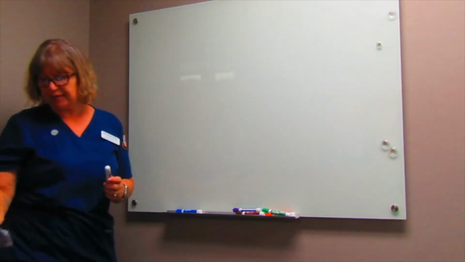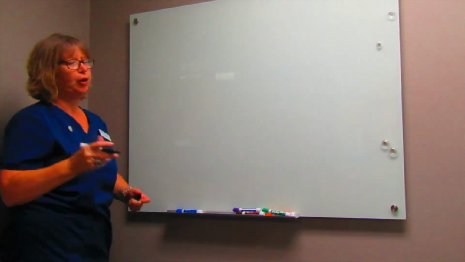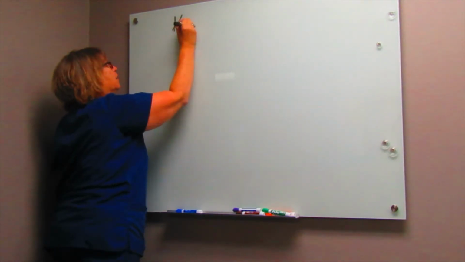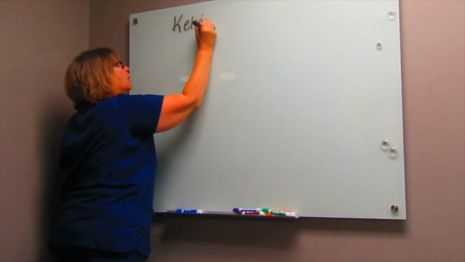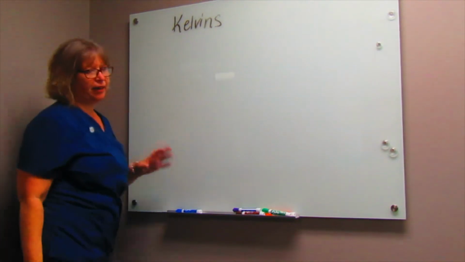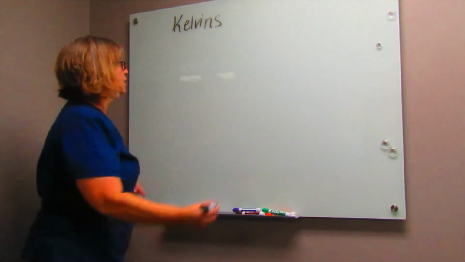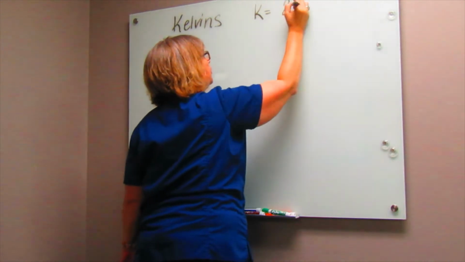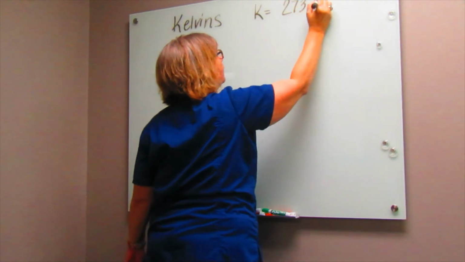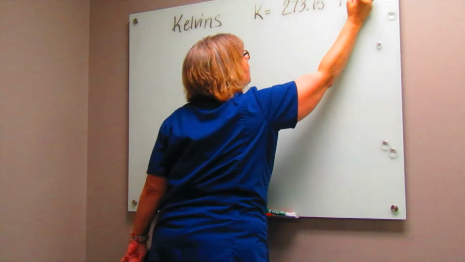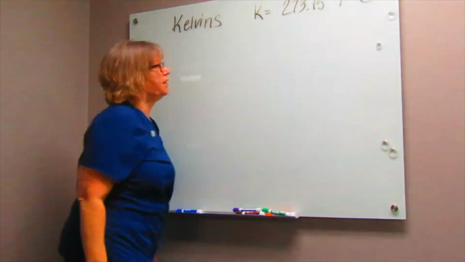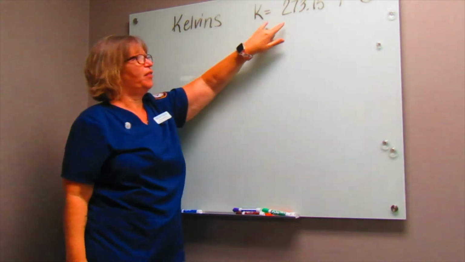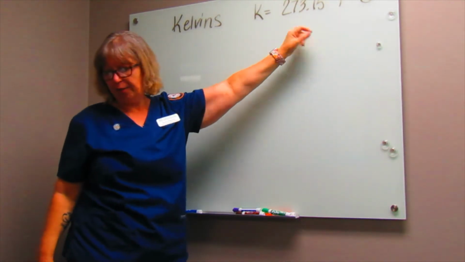Okay, so the standard unit of temperature in science is the Kelvin, right? And the conversion equation is kelvins equals 273.15 plus degrees Celsius. So you can convert from Celsius to kelvins fairly easily, okay?